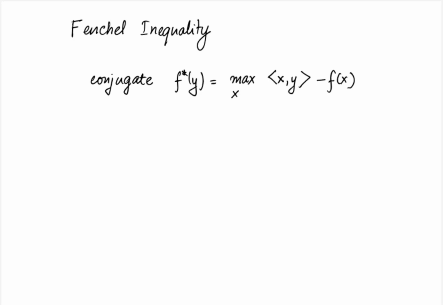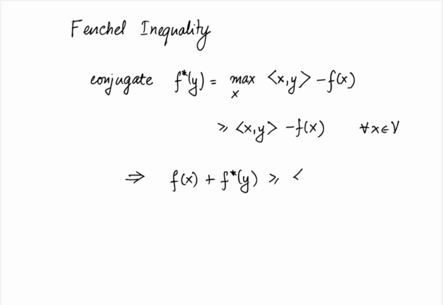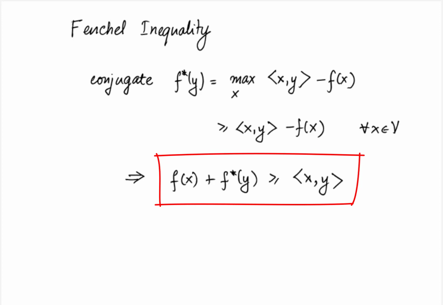Recall that the conjugate of a function f is given by f star of y equal to max over x, inner product of x comma y minus f of x. Suppose x and y are two arbitrary points, then by the definition of the maximization operation, we have the inequality f star of y greater than or equal to inner product of x comma y minus f of x for all x, or equivalently f of x plus f star of y greater than or equal to inner product of x comma y. This is called the Fenchel inequality.